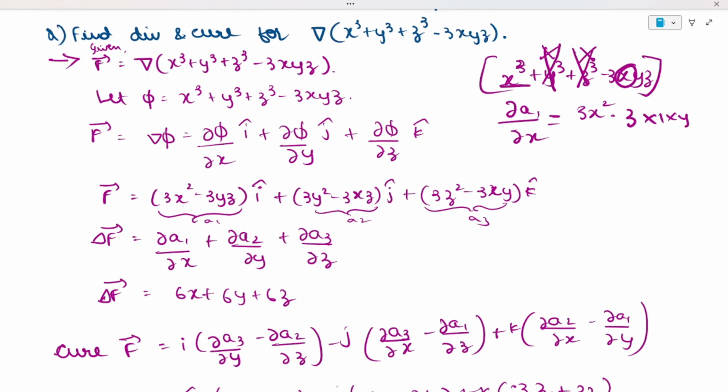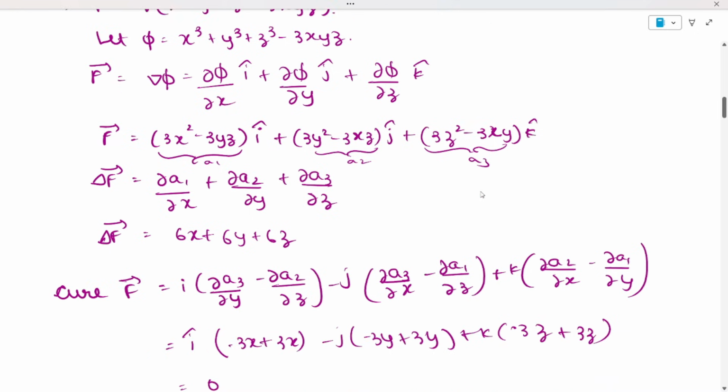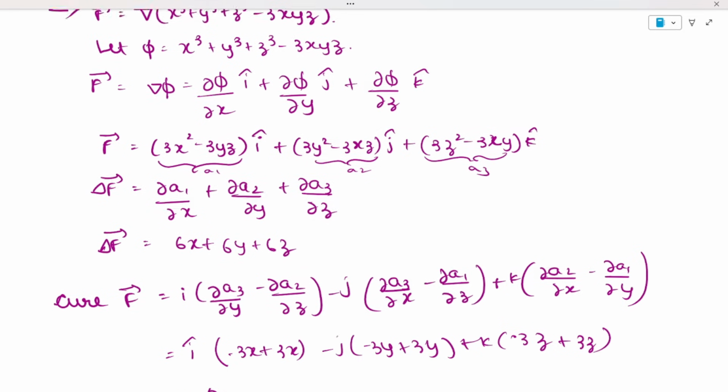3 into 1 into y into z will be what? 3yz only, right? That is 3x square. In partial derivative, just see where all the terms you are differentiating with respect to are present, and then do the differentiation. Similarly, in y also, the same thing.